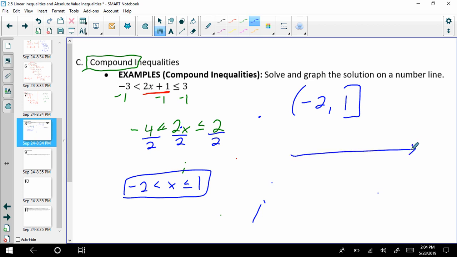If I made my number line, I'd want a parenthesis, bracket. Everything in between is an answer. Everything outside of that is not an answer.